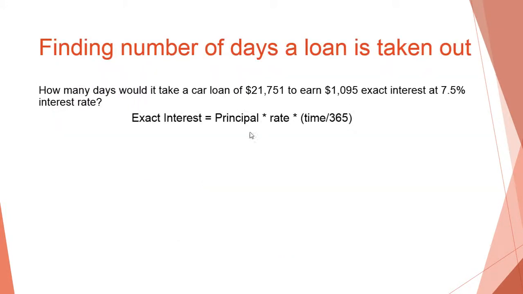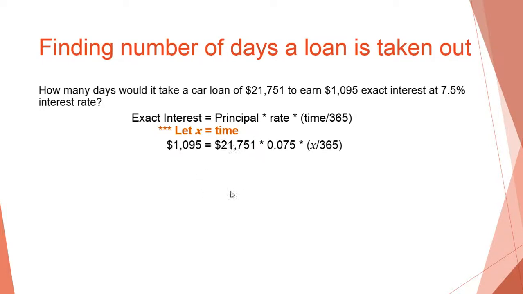Alright, now let's find the number of days a loan is taken out. So we're using the same information as we did earlier, except this time we're looking for a different part of the formula. We're looking for how many days this time, which is a unit of time. So what we're going to do is label X as time because we don't know what it is. And then we plug in everything we do know.